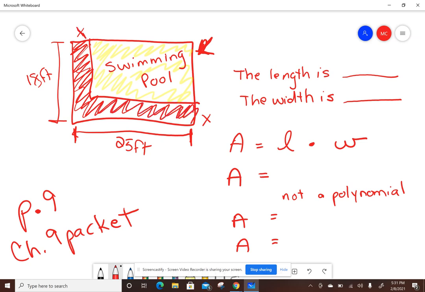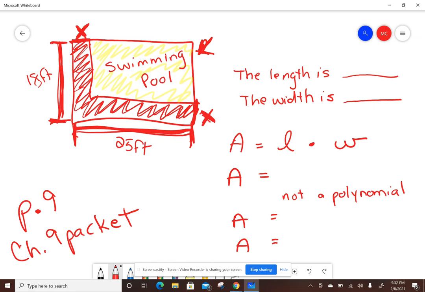We don't know the width of the walkway, but from here to here is x. And from here to here, it's x. We do know this entire length, including the walkway and the swimming pool, is 25 feet. And the total width, including the swimming pool and the walkway, is 18 feet. And they want us to write a polynomial that represents the area of the swimming pool. So I want the area of the yellow part.